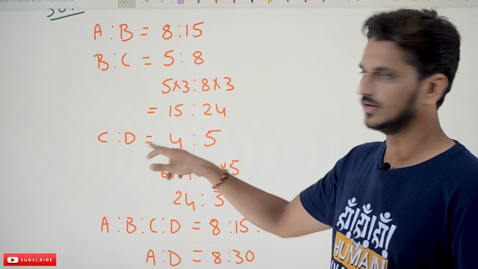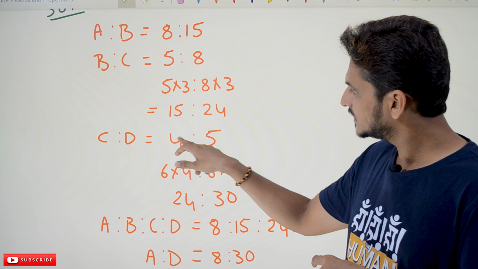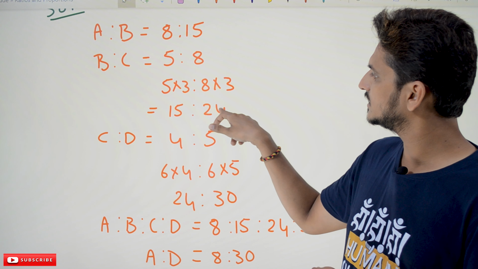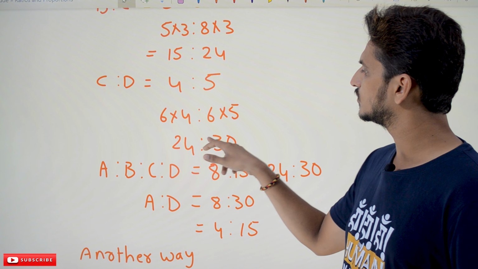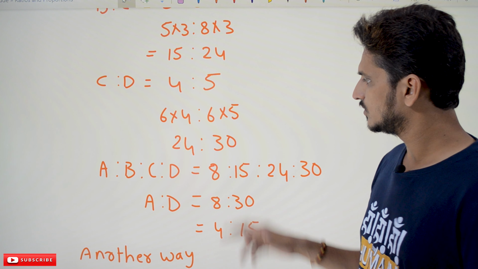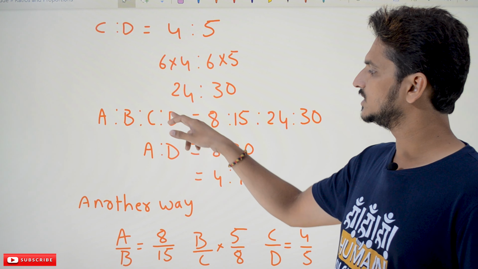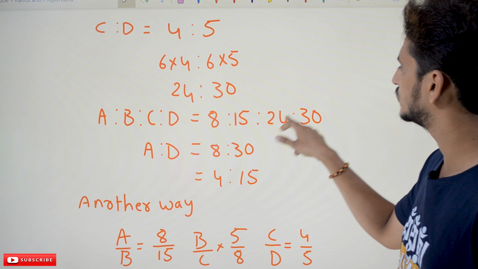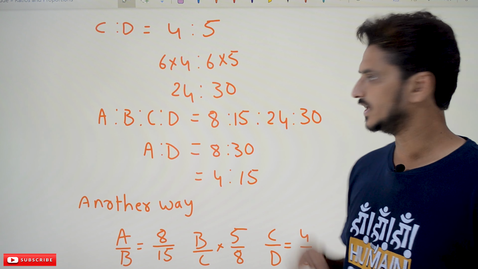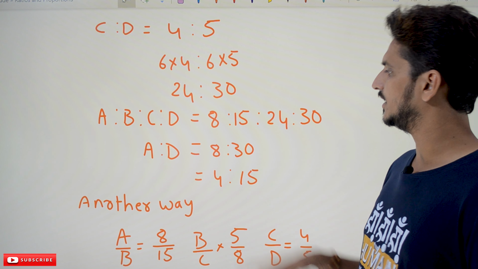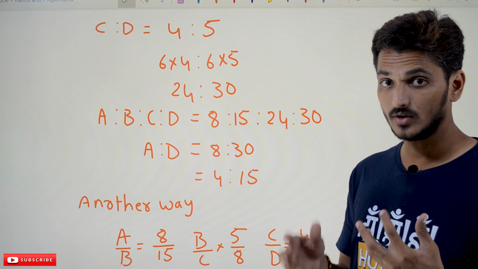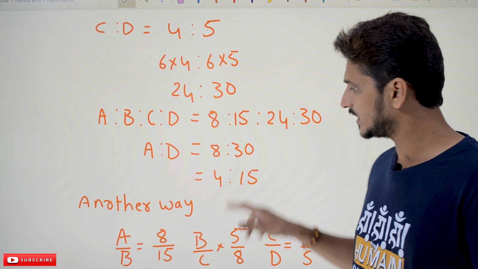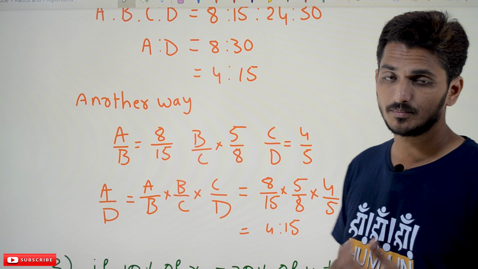Now C is to D, 4 is to 5, make this 4 as 24 because here C is 24, you have to multiply by 6, 6 4's are 24, 24 is to 30. Now we can write it as A is to B is to C is to D as 8 is to 15 is to 24 is to 30. A is to D is 8 is to 30, that is 4 is to 15. This is one way.